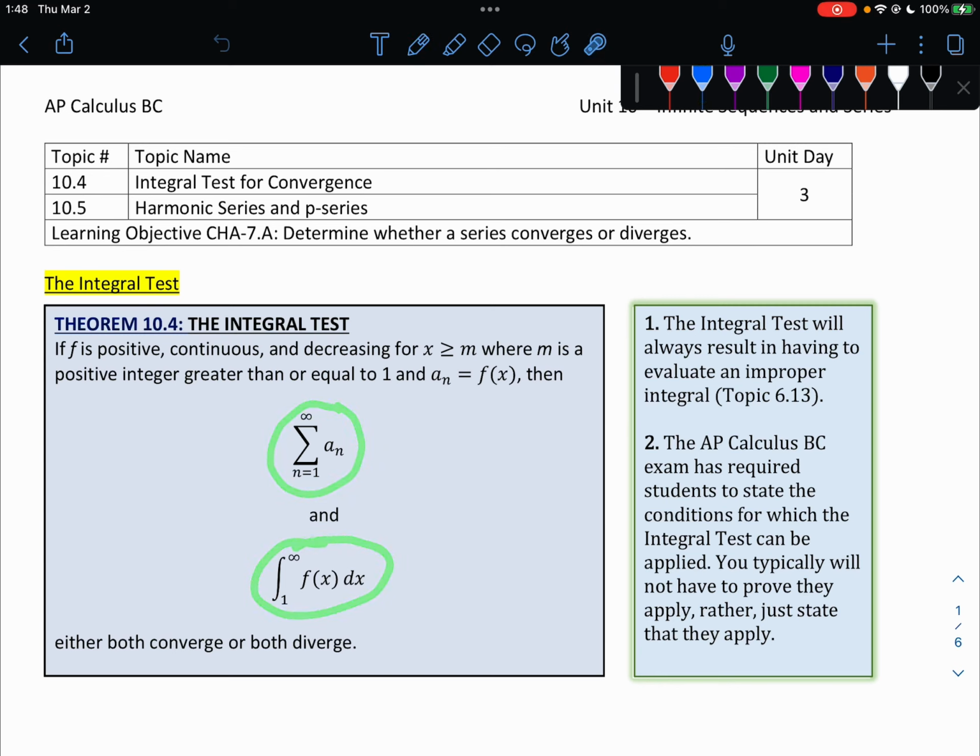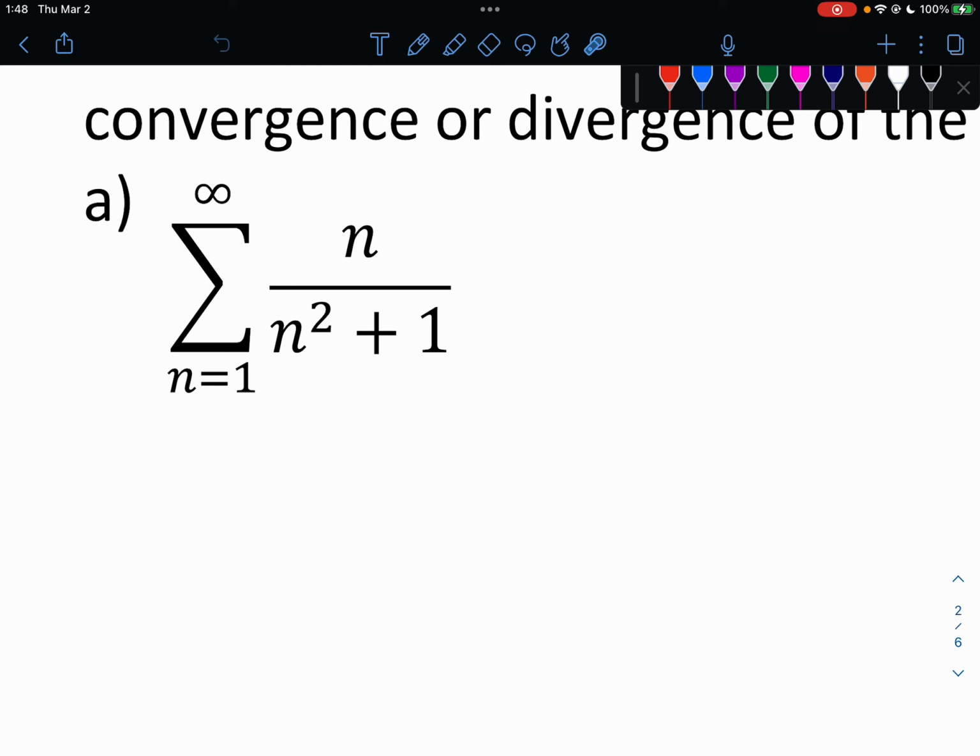First one says, confirm whether the integral test can be applied to the series and use the integral test to determine the convergence or divergence of the series. Okay. So here's our first one here, n over n squared plus 1. And we need to make sure that it is positive always, continuous always, and decreasing always in order to apply this test.